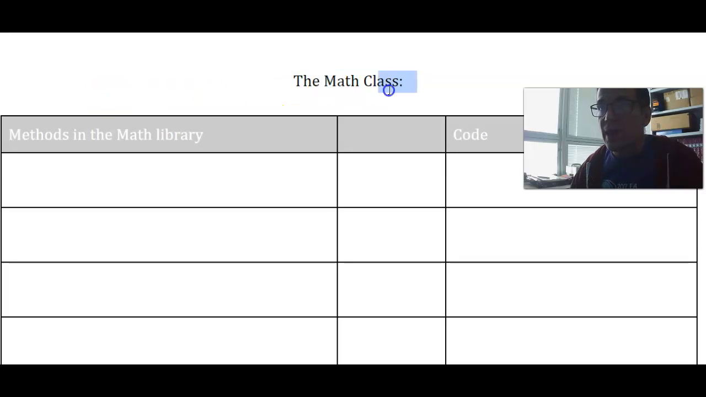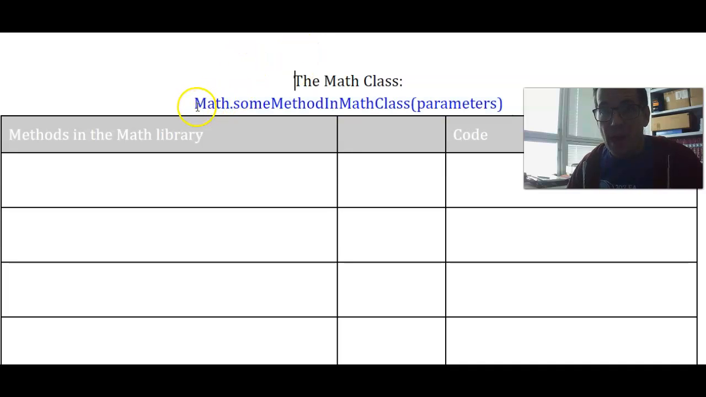But the way you do that is going to look, I hope, somewhat familiar. I'm going to make this text visible. You're going to start with the word capital M Math, dot, and then some method in the Math class. I'll tell you which methods we're going to use. There's a few of them we use frequently. So Math dot some method in the Math class, and then whatever parameters you need to send to that method will be next.